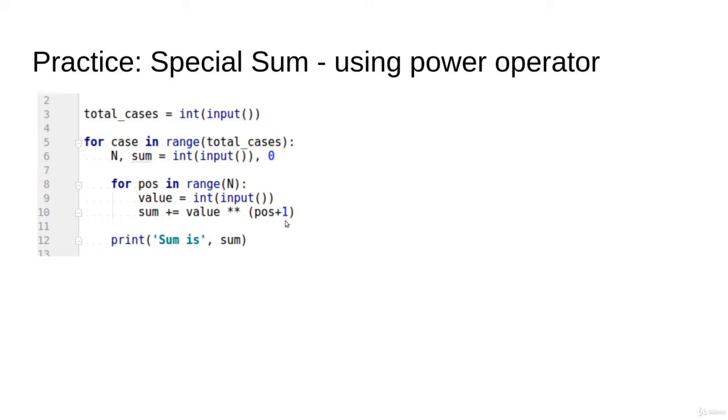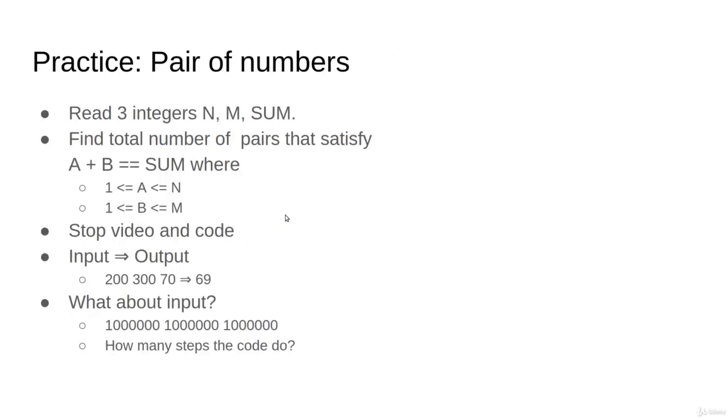Yeah, that's all. Let's move to two challenging problems. We will read 3 integers n and m and the sum, and we would like to find the total number of a and b pairs that satisfy the following: a plus b equals sum. And the condition is a is a number that should be between 1 and n, and b should be a number between 1 and m. We would like to find the total number of a's and b's that satisfy these 3 conditions: a from 1 to n, b from 1 to m, and every a plus b equals the target sum that we have.